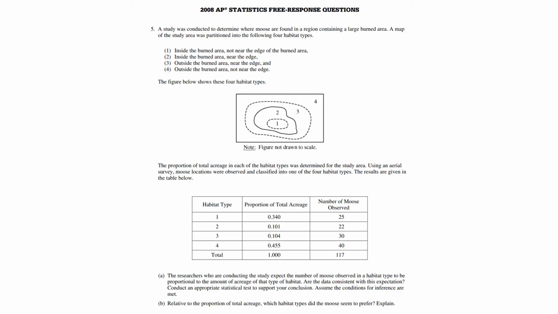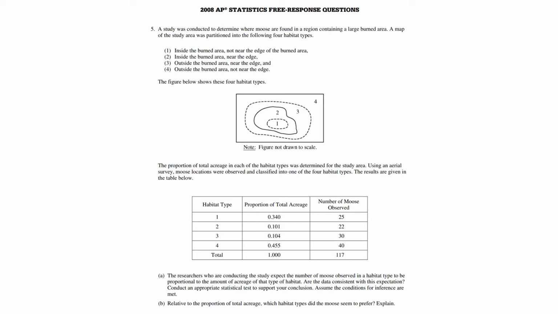This is from the 2008 AP exam. A study was conducted to determine where moose are found in a region containing a large burned area. A map of the study area was partitioned into the following 4 habitat types, 1, 2, 3, and 4. And they're shown in this figure below.